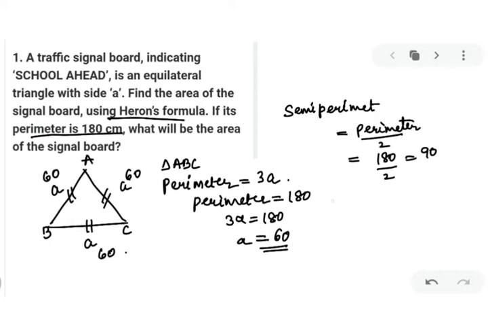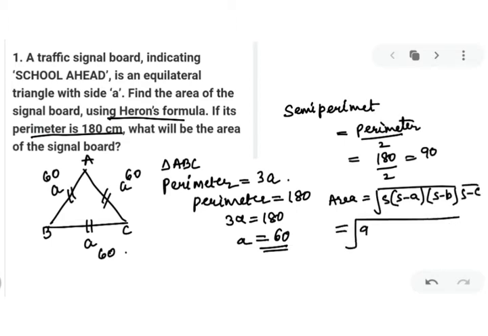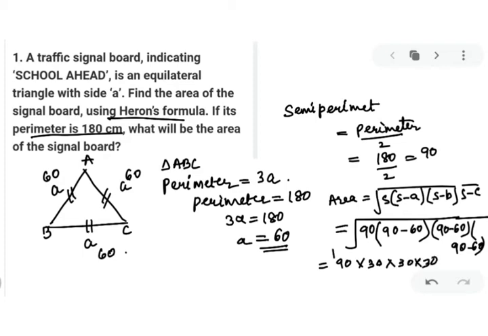So now what is my formula? My formula for area is under root s minus a, s minus b, s minus c. My semi perimeter is 90, so I'll write 90 minus first side 60, 90 minus second side again 60, and 90 minus third side again 60. So you will get 90 into 30 into 30 into 30. Am I clear with this? Yes, under root you got this.